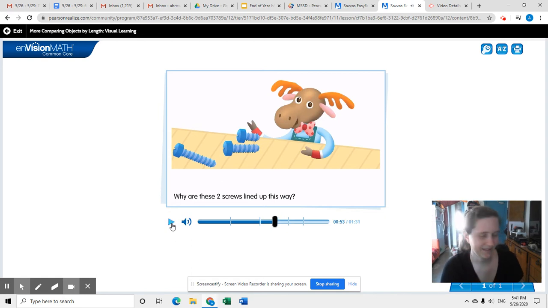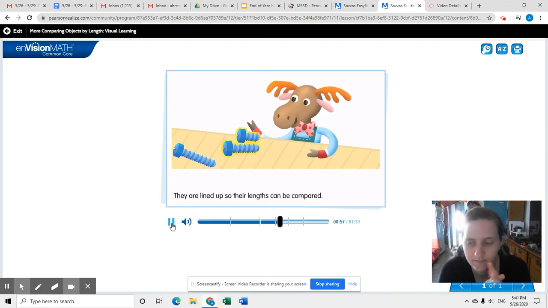All right, that's an excellent question. So when you think about the pencil and the eraser, the pencil is longer than the eraser, but if I put the eraser over here and said the eraser was longer, is that true? No, when you measure things, you always have to make sure that they are lined up evenly before you measure. They are lined up so their lengths can be compared.